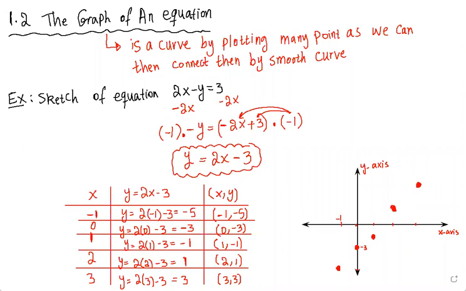Okay. Now we draw a line between these points. So it's going to look something like that. Here is my line. So this is the graph of this equation. Anyone has a question?